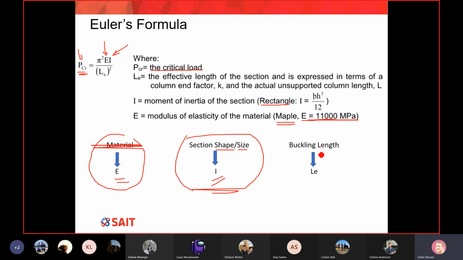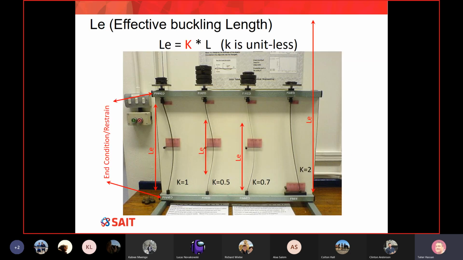Okay. And then finally, it is a function of the buckling length. And this buckling length is simply a function of the length of the member plus the end conditions. So this is not simply the length of the member, rather it's the length of the member affected by the end condition. Here is a fantastic picture to show you what the end condition means.